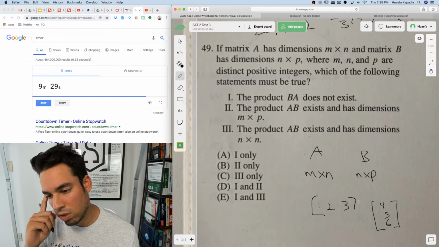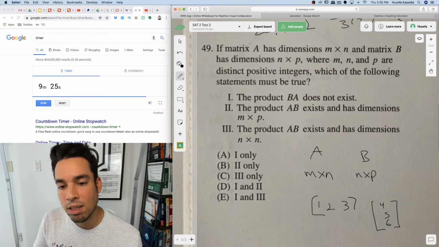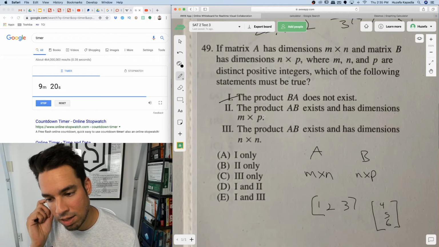Yeah, no. The number of rows has to equal the number of columns. And so it's always rows by columns. So BA does exist. Product of AB.